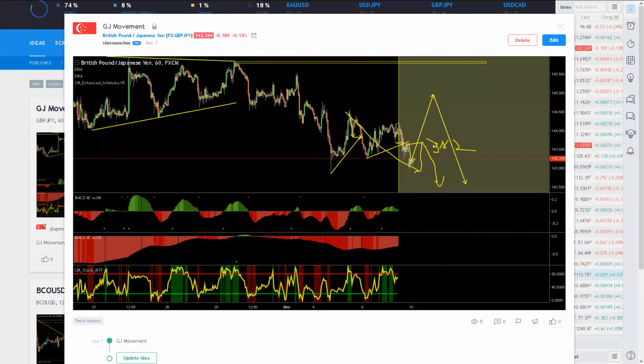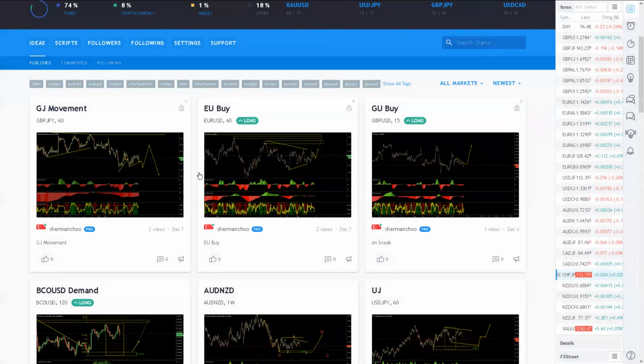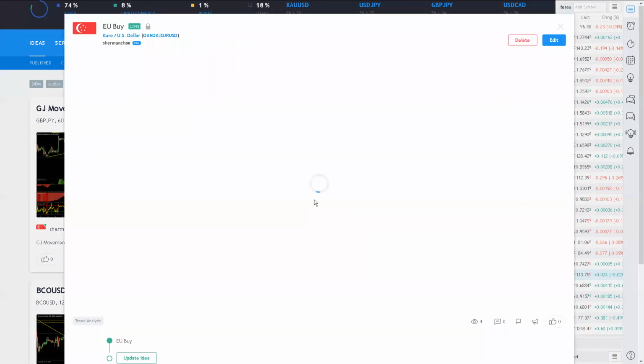So if I was in the sell, I would definitely be thinking of profit here. And I'll think to re-enter later, or maybe by Wednesday or so. Okay. So let's look at what happened to the euro-dollar buy.